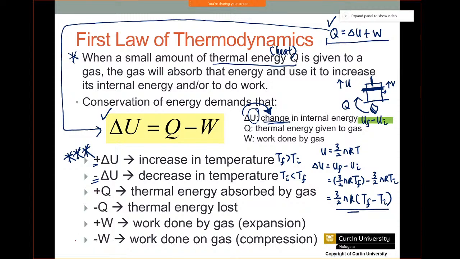As for heat, positive Q means the heat is absorbed by the gas. Negative Q means heat loss. nR is a constant. That one is from your ideal gas equation.